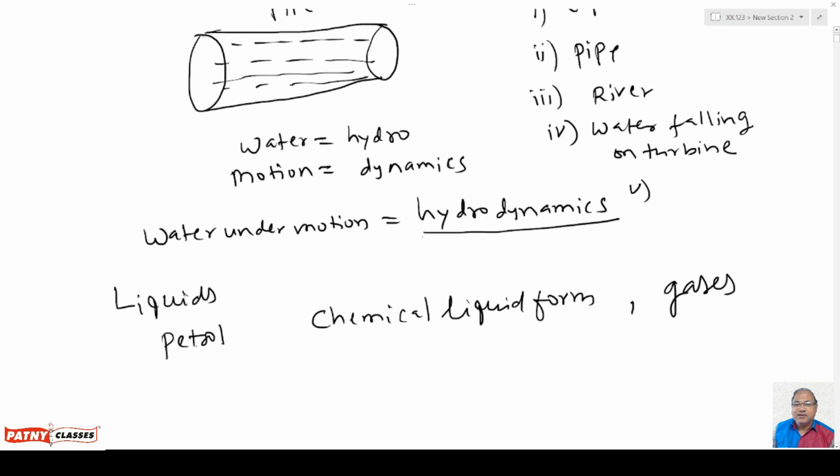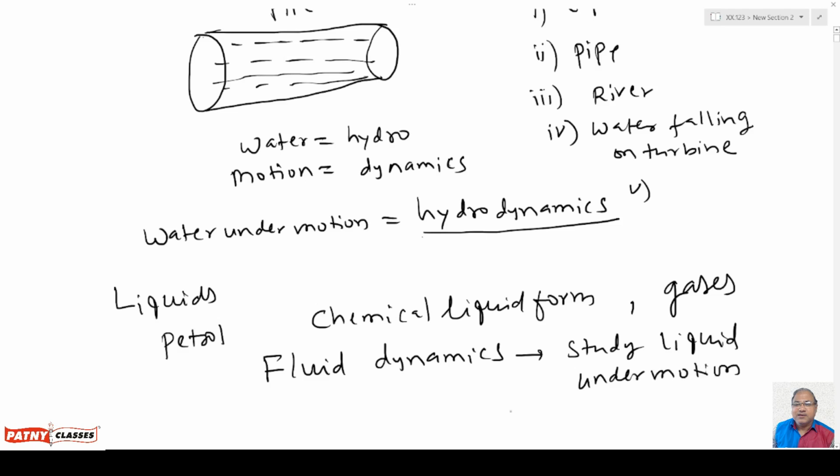So the study of liquids other than water comes under fluid dynamics. In fluid dynamics, everything will come. Even water will come. So fluid dynamics is nothing but the study of liquids under motion. It can be any liquid, it can be even water, it can be oil, it can be petrol, it can be anything.